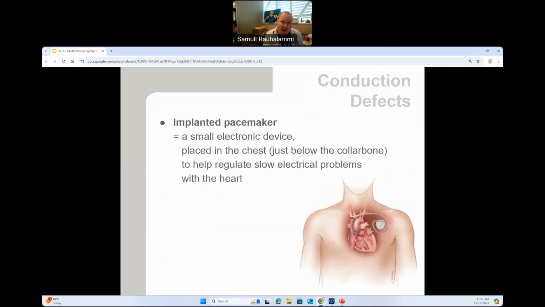Another option that we sometimes see for patients who frequently have issues with this is an implanted pacemaker. This delivers a shock via these metal cords that are wrapped around the heart.